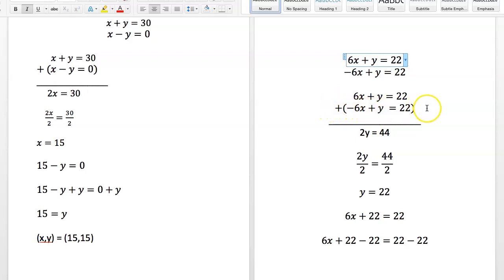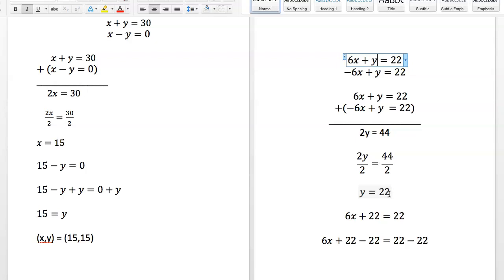Now, I add these two equations, and I get 2y equals 44, because y plus y is 2y, and the 6x and negative 6x cancel, and 22 plus 22 is 44. Okay, and that's excellent, because now we have one equation with just one variable. We can solve for one variable all day. We divide both sides by 2, and we get y equals 22.